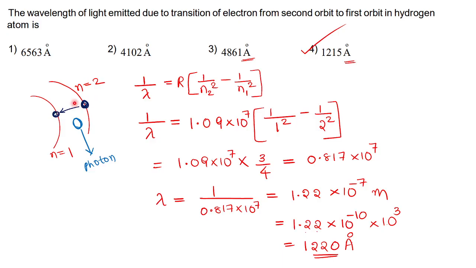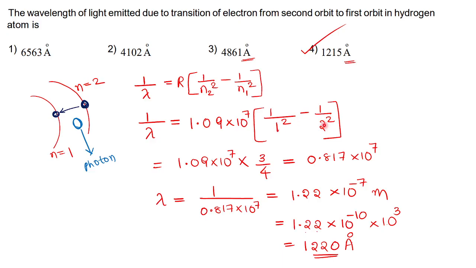So in the case of jumping from one energy state to another energy state, the wavelength of the photon will be 1 by lambda equal to R into 1 by n2 square minus 1 by n1 square. So direct question, 1 by lambda equal to, R is a constant. R is 1.09 into 10 raised to 7. n1 and n2 will be 1 and 2. So put n2 equal to 1, n1 as 2.